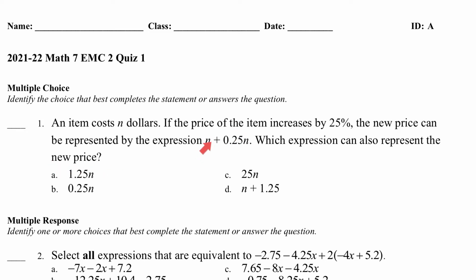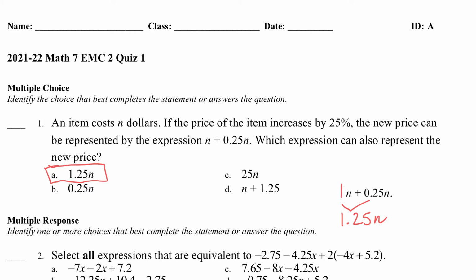So let me explain this one right here. First off, we have that, and if you have n, that's the same thing as having 1n. And 1 plus 0.25 is 1.25, and then you have the n. So that looks like this one right here exactly. That's easy peasy.